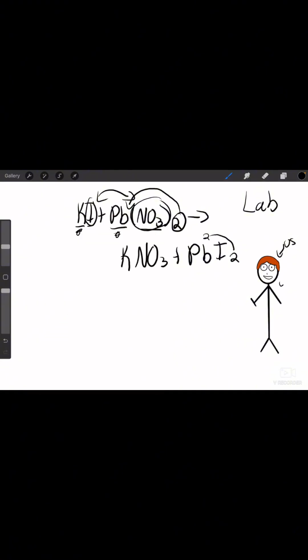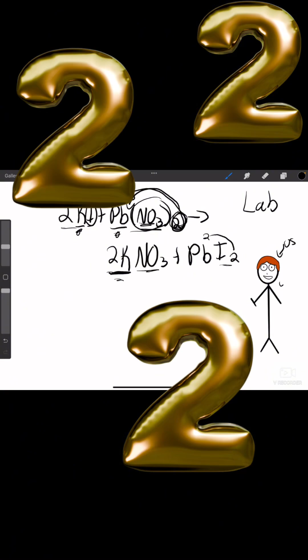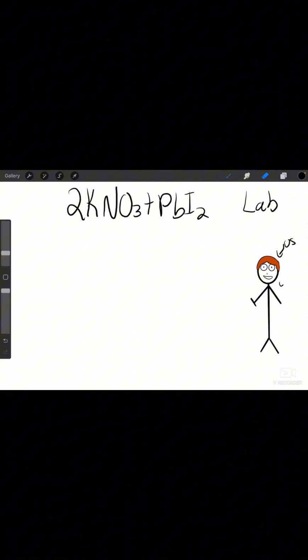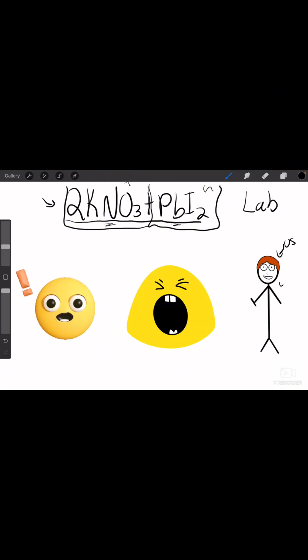Now, because this NO3 has this 2, we got to give this guy a 2. But now that we have 2 Ks, we got to put a 2 back here. So now that we have 2 Is, 2 Ks, 2 NO3s, and then 1 Pb, we now have our balanced equation. Since this is our balanced equation, we're going to separate these 2 guys, because even though they're one chemical equation, we're going to make them into 2, because each of these creates a different reaction.